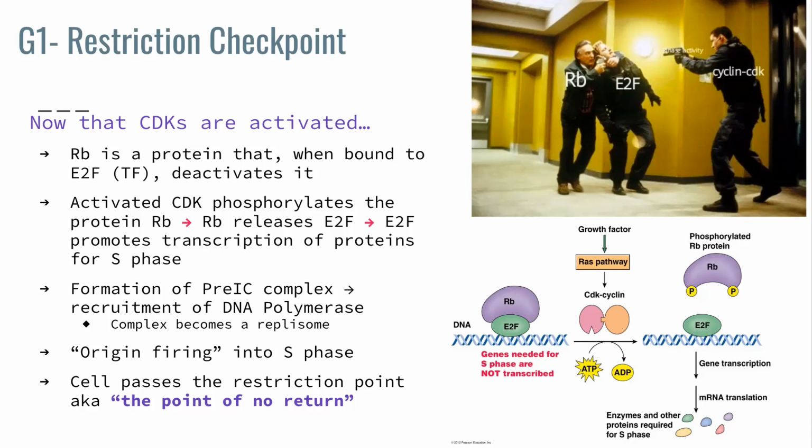Does anyone have any questions about anything? So the pre-RC is formed early in G1 when there's low CDK levels. And that's the only time that it can form, because during the rest of the cycle, CDK is pretty much active. And then that happens before the restriction point. And then the pre-IC forms after the restriction point, adding more proteins on, which leads to origin firing.